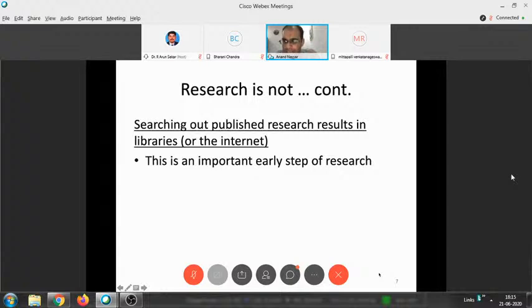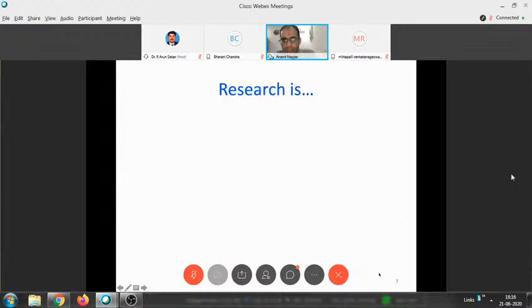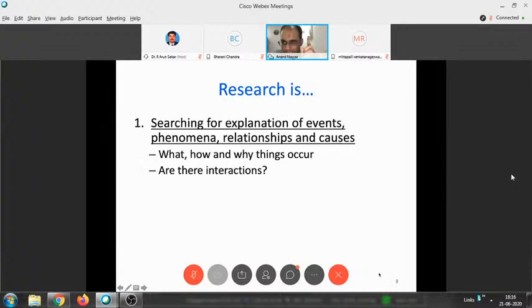Giving the objective is one thing, but going to the objective is a different thing. So the research process always includes synthesis and analysis. That is your analysis bit. So just reviewing the literature. Okay, sir, I will do the literature of these protocols. I will compare the existing protocols. My God, this is not research. This is the foundation step. So what is research?